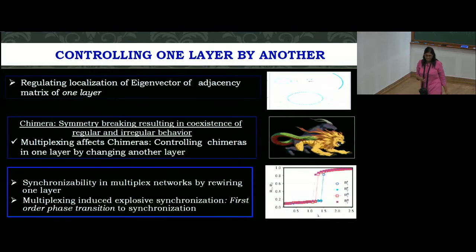You have 10 nodes in this layer, 10 nodes in this layer. This layer has independent eigenvalues, and this layer has independent eigenvalues. If these two networks are not connected, then of course the eigenvalues are different. But as soon as they are connected, we don't have eigenvalues of this layer or that layer. We have eigenvalues of the entire multilayer system.